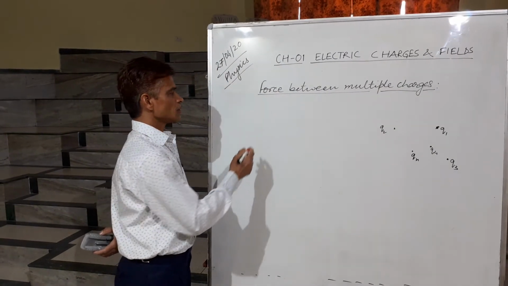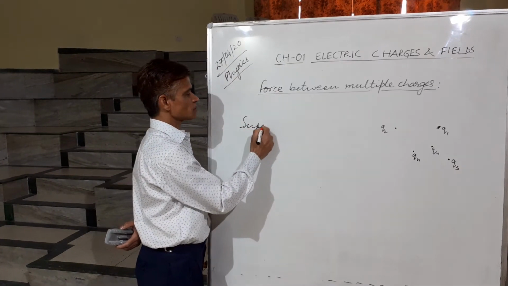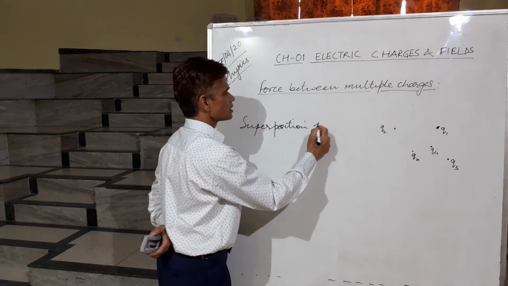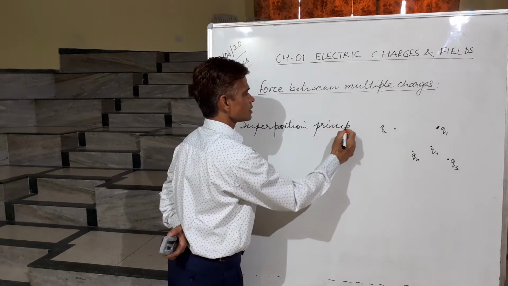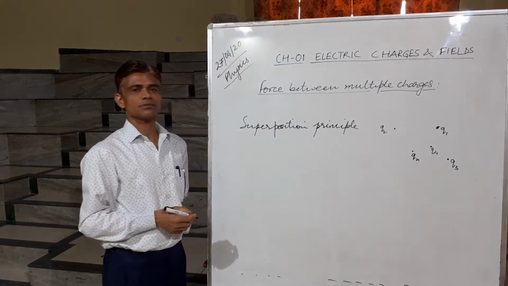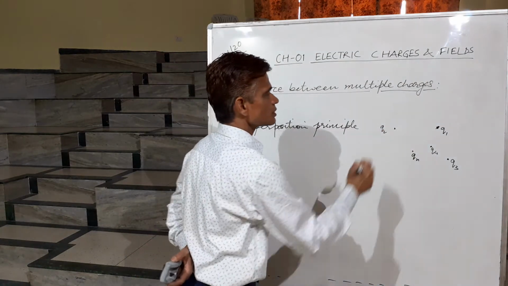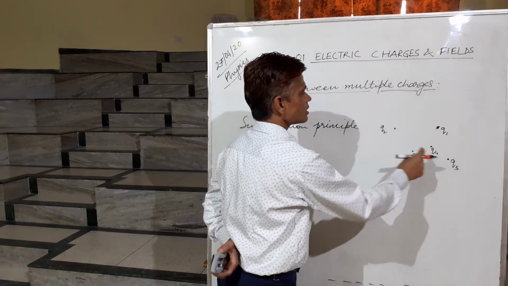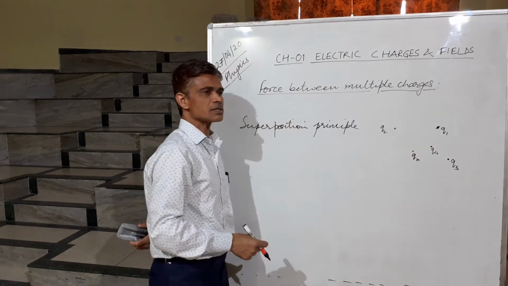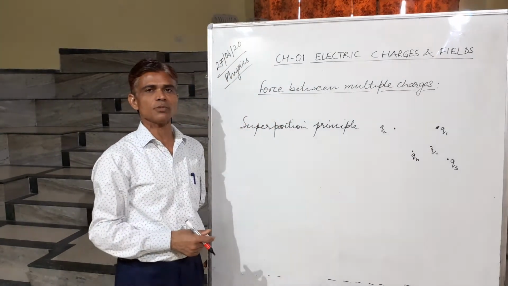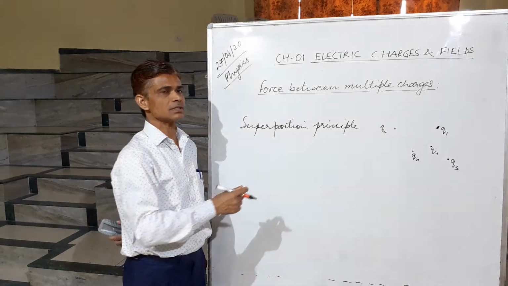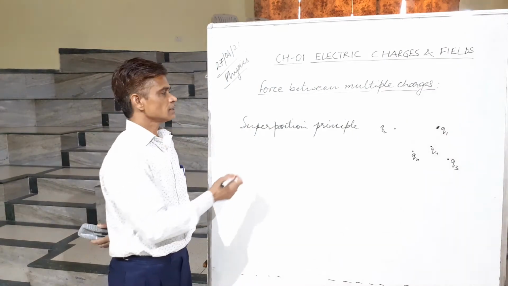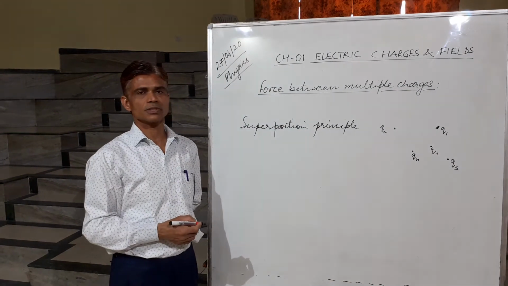For that we use the superposition principle, according to which the net force on any one charge due to the rest of the charges is equal to the vector sum of all the forces on that charge due to the other charges. This is called the superposition principle.